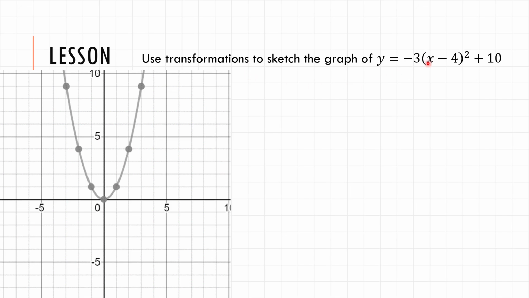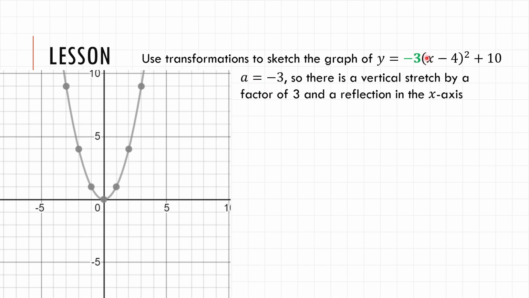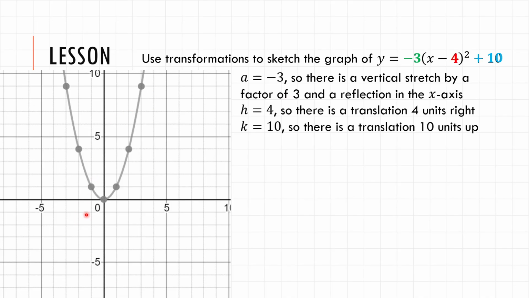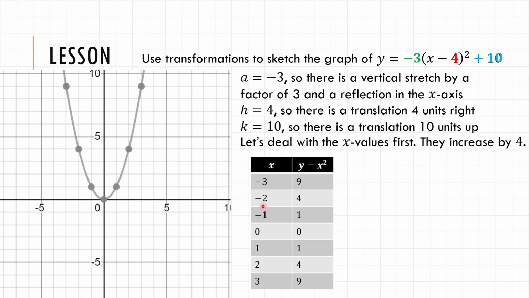Well, first let's look at a. a in this case is -3, so there was a vertical stretch by a factor of 3, and of course a reflection in the x-axis. h is 4, so it got shifted 4 units to the right, and k is 10, so it got shifted 10 units up. Dealing with the x values first, if we were to maybe have a table of values for this quadratic, I know that for every single point, the x values increase by 4. That's how we moved 4 units to the right.